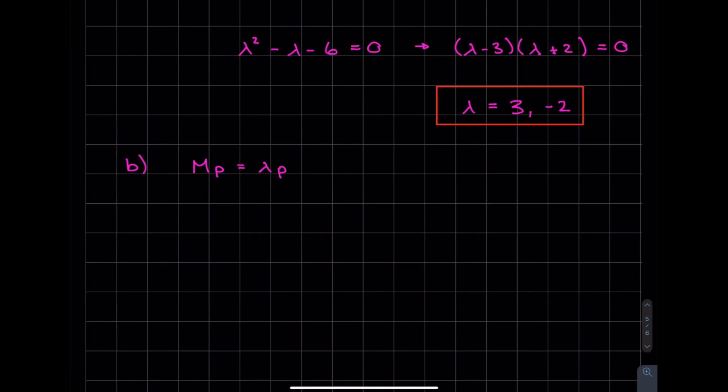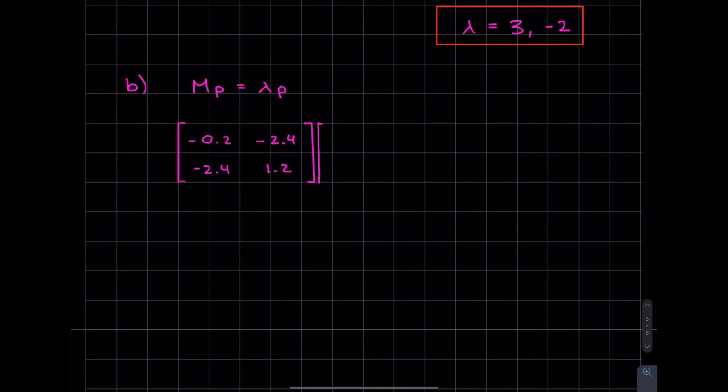So what I can do for the first lambda is I come down and say, okay, I'm going to have my M matrix, which is negative 0.2, negative 2.4, negative 2.4, and 1.2. Again, we already know M. When you're given these type of questions, you will know the matrix M. It'd be kind of hard to give you an eigenvector and then tell you to solve for M. But we come down here and say, our eigenvector is going to have the form P1 and P2.